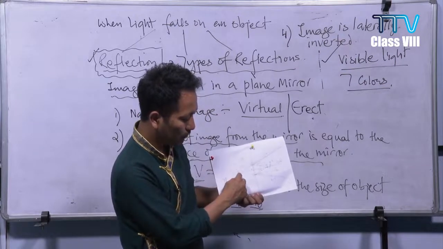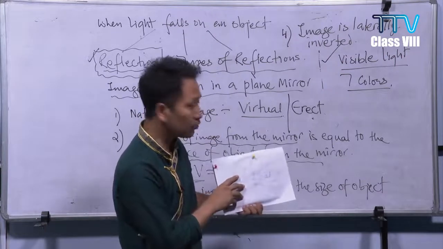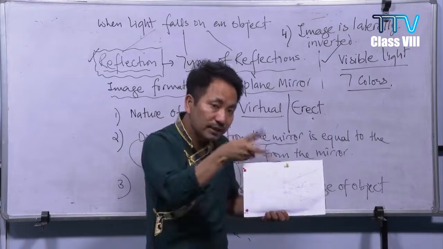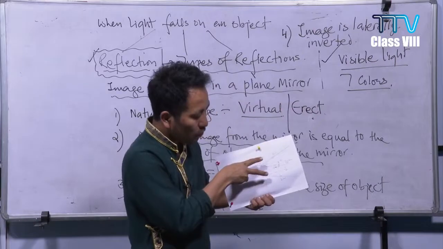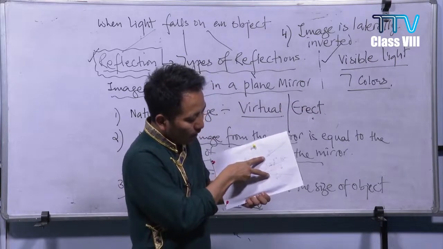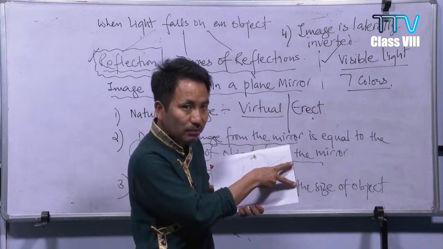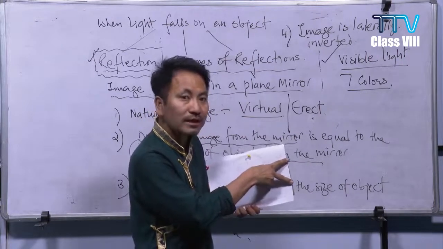You will know that the image formed will be virtual. A virtual image is an image that is formed when the two reflected rays do not actually intersect.